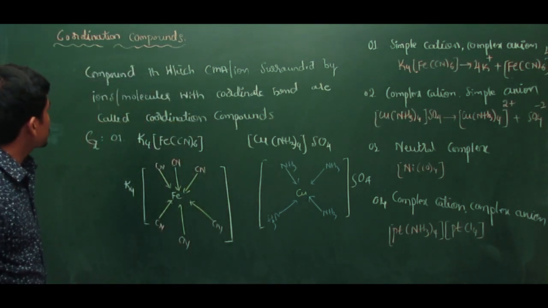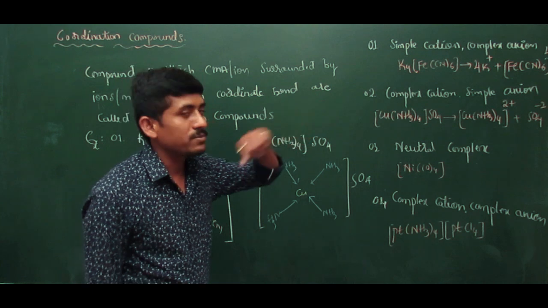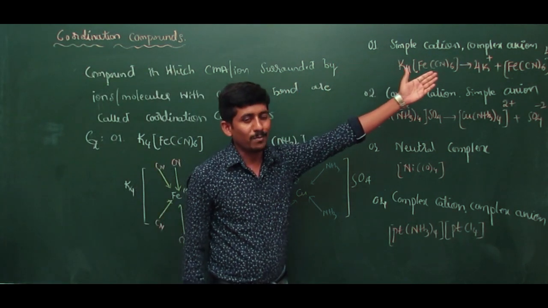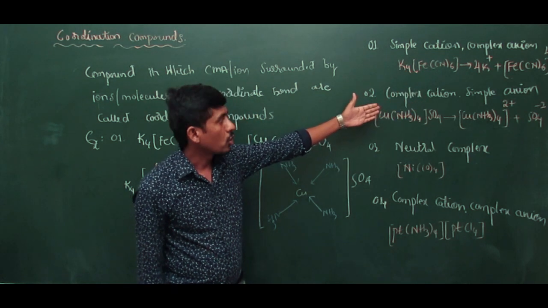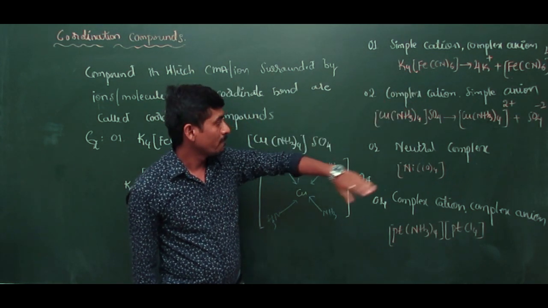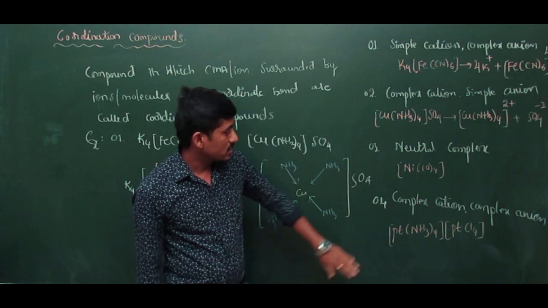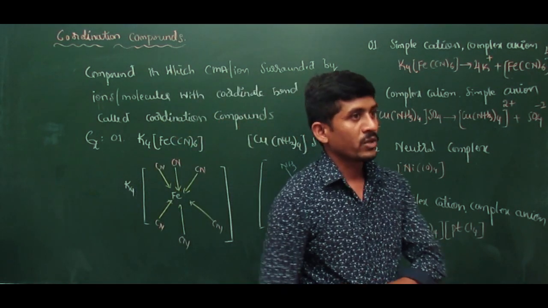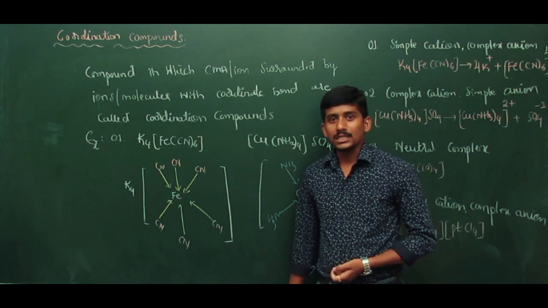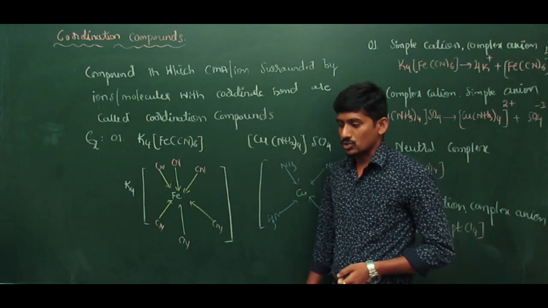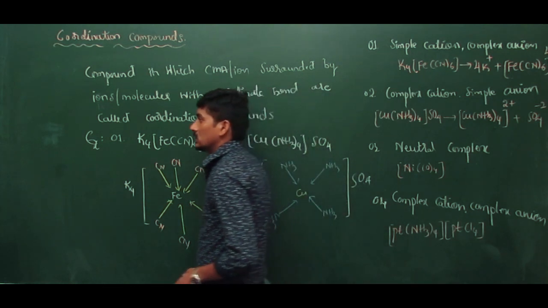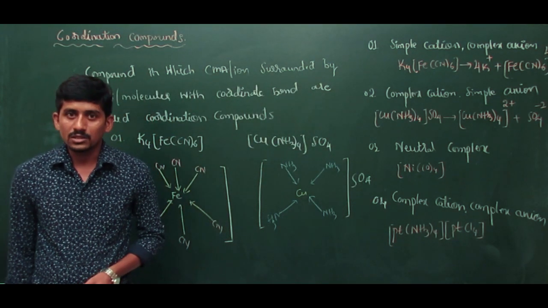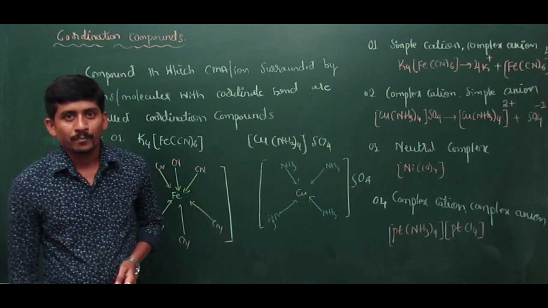Okay. So what is the next part? Next part is types of complexes. First one is simple cation, complex anion. Second type, complex cation, simple anion. Third one is neutral complex, and the fourth one is complex cation as well as complex anion. So next part is basic terms in coordination chemistry that we can learn in the next video. What are the basic terms in coordination compounds?